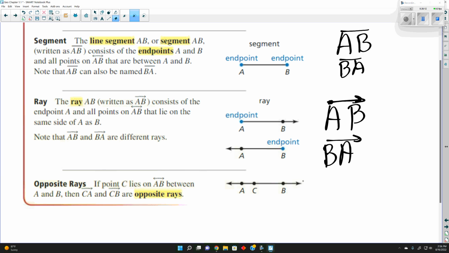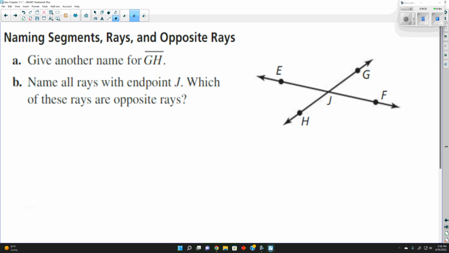Questions on this here? We good with everything so far? All right, so let's look at these two with rays, line segments, and opposite rays. Can anybody give me another name for line segment GH? Yep. That's the only other one. The only way that we can really have two names for line segments is if I say name the line segment, I don't actually give you one, then you could have GH or HG.